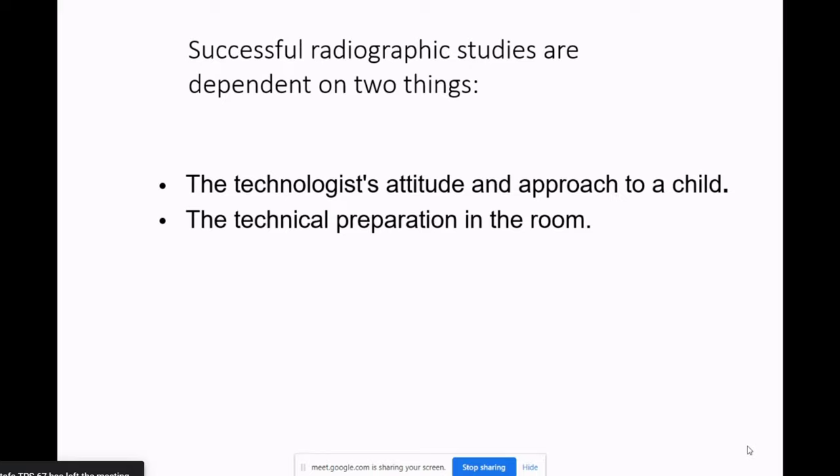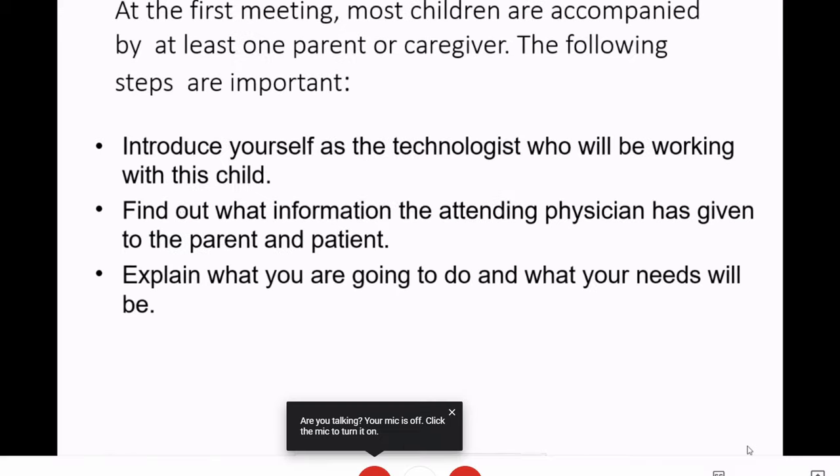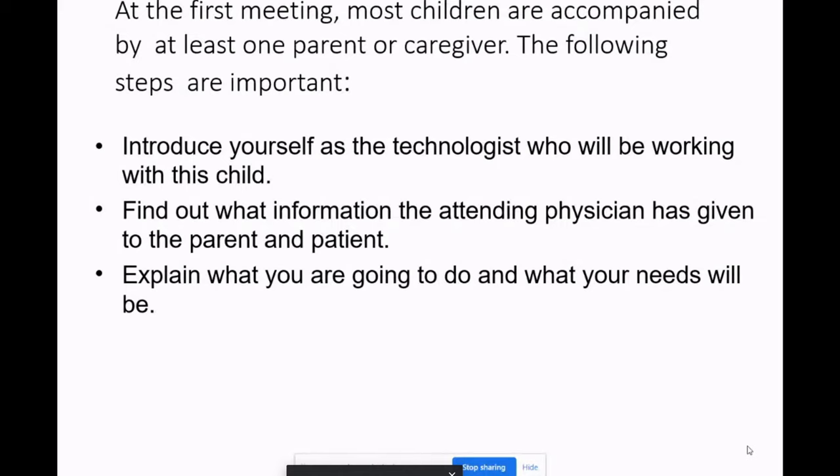Successful radiographic studies depend on two things. Number one, the technologist's attitude and approach to a child, and number two, the technical preparation in the room. At the first meeting, most children are accompanied by at least one parent or caregiver. The following steps are important. Number one, introduce yourself as the technologist who will be working with this child. Find out what information the attending physician has given to the parent and patient, so that you can easily assess the radiograph and explain what you are going to do and what your needs will be.